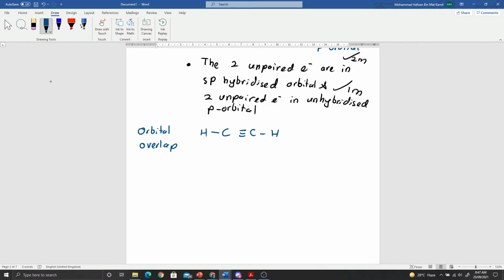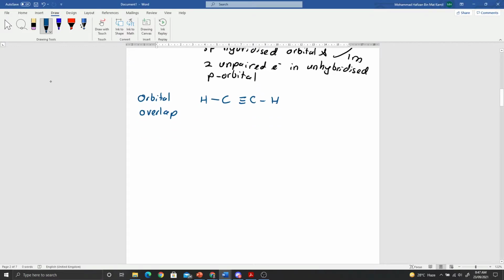So cara nak lukis is you lukis dulu element. Okay, this is the easier way lah. Nak lagi the more the prettier way. So you lukis the element. So we have carbon, we have also another carbon, and then we also have hydrogen. Tak nak hydrogen dekat sangat. So tak apalah. So hydrogen and hydrogen.